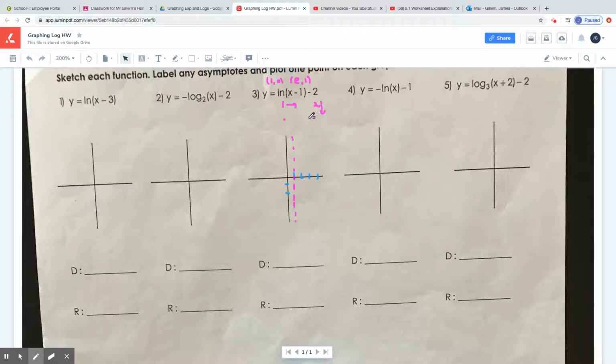All right. So we have 1 to the right, which means that's why the vertical asymptote is at 1 now. And we'll have to move it down 2. So our points, because this is base E, natural log, are 1, 0 and E, 1. So normally I'd be at 1, 0. But now I have to move 1 to the right and down 2. So that's at 2, -2.